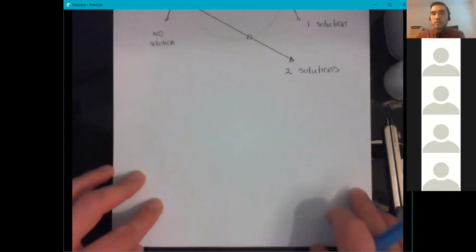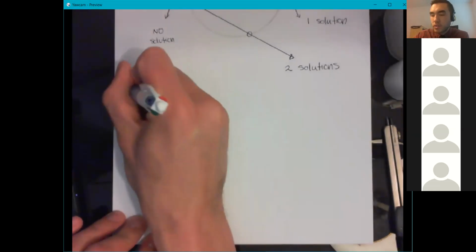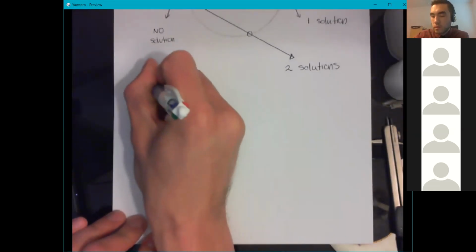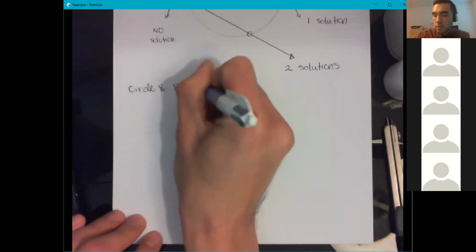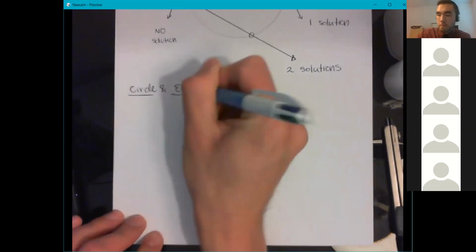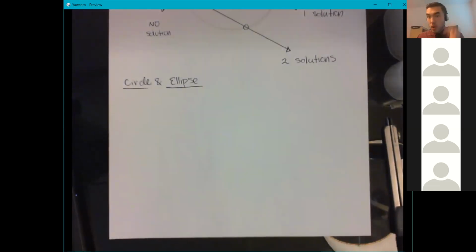And then the final class of systems that we want to be able to deal with are, well, what happens if we have a circle and an ellipse? This one is much, much wilder. This one is a lot harder to notate simply because of how many additional solutions there are.